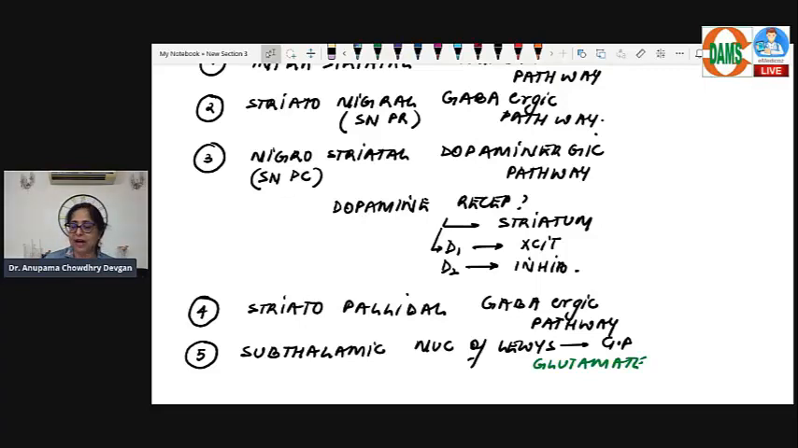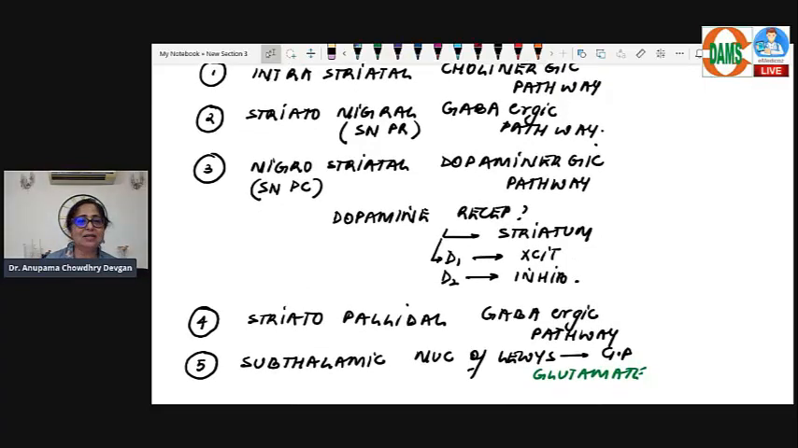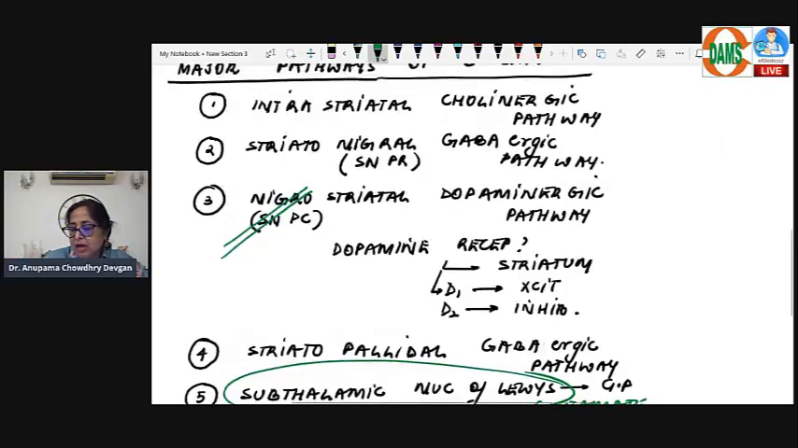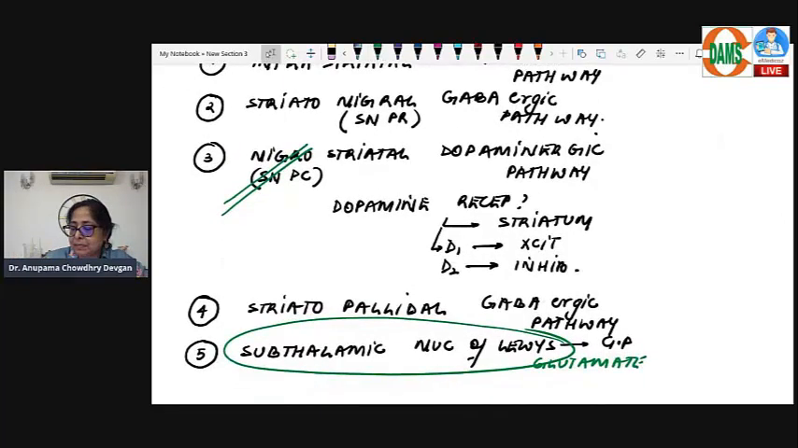So these are your 5 important pathways present in the basal ganglia. Very few questions have come from the basal ganglia, which I've already discussed with you. Glutamate is secreted by the subthalamic nucleus of Luys. Which neurons are destroyed in Parkinson's? That is substantia nigra pars compacta. Okay? So this is as far as your basal ganglia is concerned.